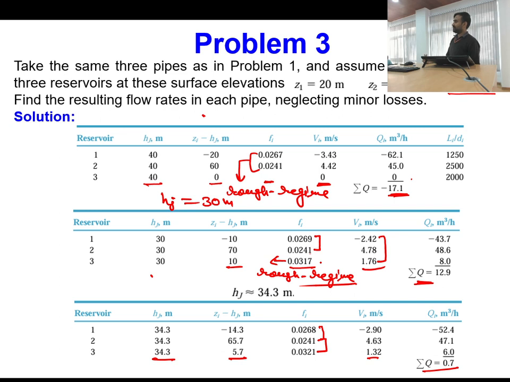Is this one clear? How can you get the better value? Because now this is positive, and if you want to go from positive to negative, in place of 34.3 you can try 34.5, because then you will be increasing the value and summation Q will decrease. So this is how, if your multiple reservoirs are connected to a junction, you need to solve it.